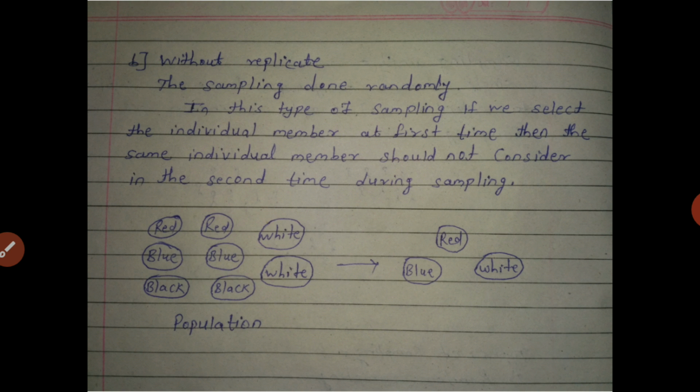Here again we have a population of red red, blue blue, white white, and black black. When we select the sample, we have individual members red, blue, and white. These are different from each other and not repeated in the sample. So this is random sampling without replacement.